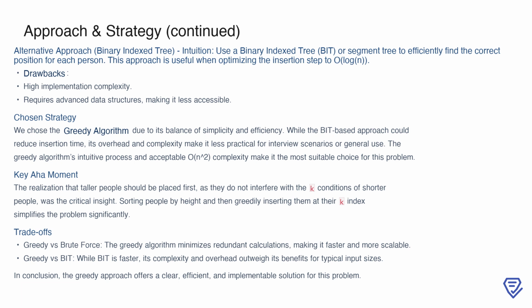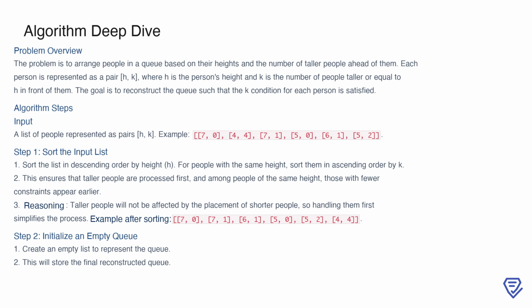Comparing the strategies, the greedy approach outperforms brute force by eliminating redundant calculations and is more practical than BIT due to its lower complexity and overhead. In conclusion, the greedy algorithm provides a clear, intuitive, and efficient solution to this problem, making it the best choice overall. This problem focuses on reconstructing a queue based on specific height and positional constraints.